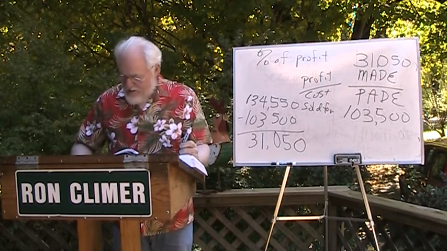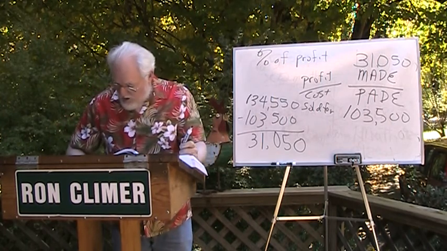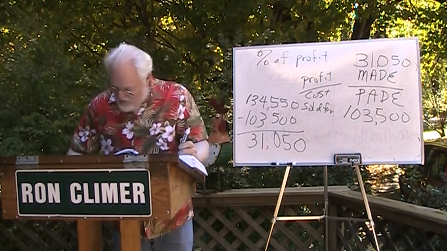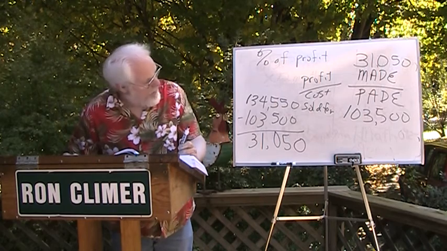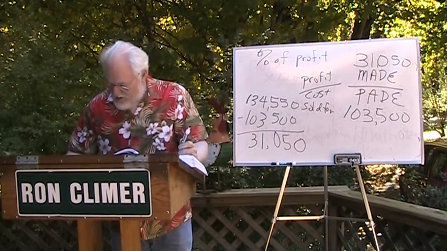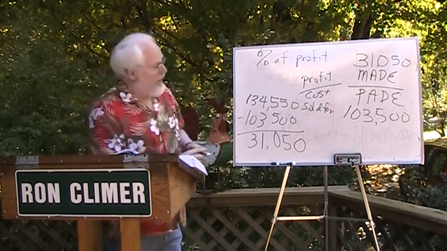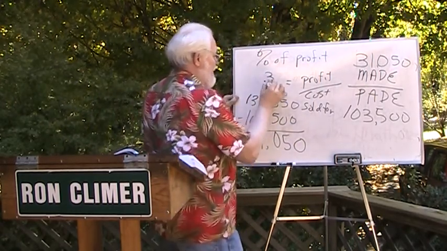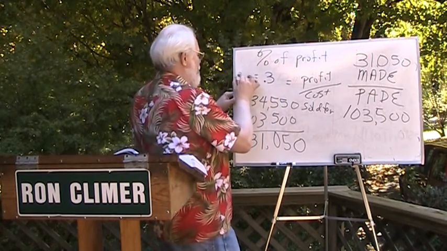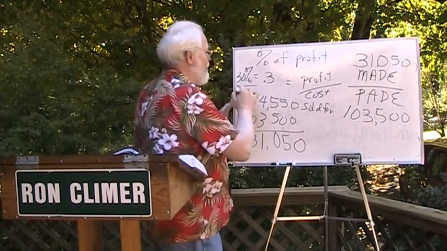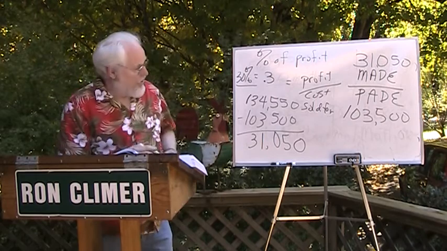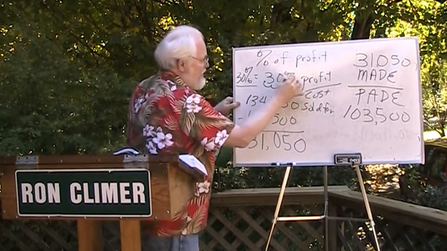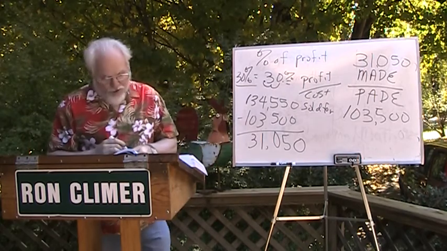We made $31,050 divided by 103,500, and my calculator says 0.3, which is 30% profit. 0.3 is 30%. We move the decimal over 2 places to turn that into a percent.